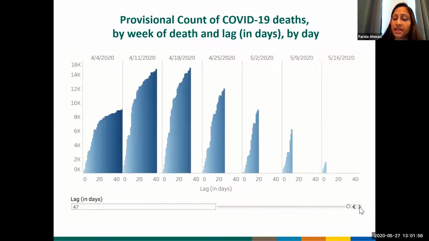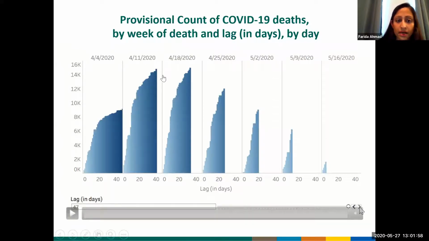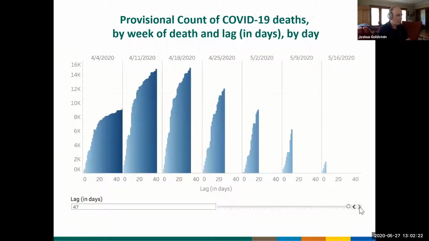For other weeks, we already know that some weeks are worse than others, particularly the weeks ending in April 11th and April 18th. So the deaths are still increasing. If those hadn't been such deadly weeks, the data probably would have started dropping, leveling off by now. But we're still receiving death certificates for that. Thank you so much. Sure.